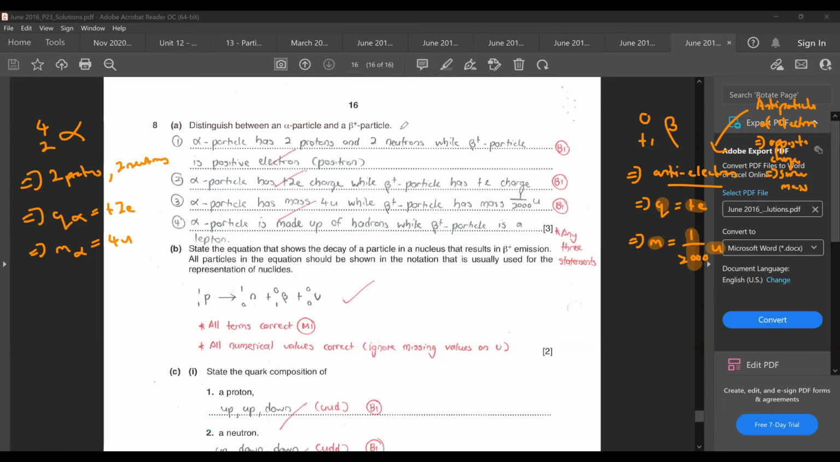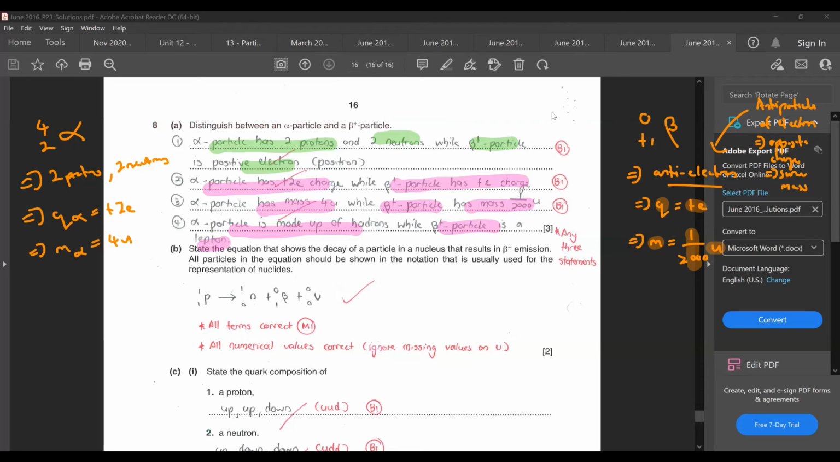Okay, so any one of these statements that are listed here, like any three statements, you can either say that alpha particle has 2 protons, 2 neutrons, while beta plus particle is positive electron, or alpha particle has charge of plus 2e, while beta plus particle has charge of plus e. Alpha particle has mass of 4u, while beta plus particle has mass of 1/2000 u. Alpha particle is made out of hadrons, while beta plus particle is a lepton. So this one is also possible.